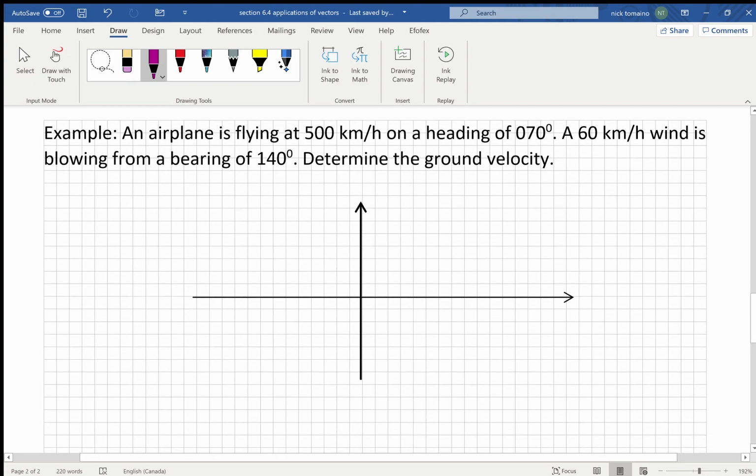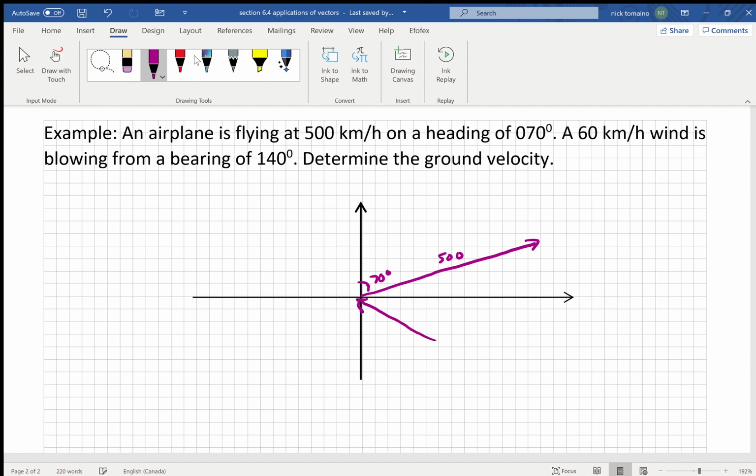Okay, so next example here. An airplane is flying at 500 kilometers per hour on a heading of 70. So we'll draw that. There is our 70, and we're going 500 kilometers per hour. And now it says a 60 kilometer an hour wind is blowing from a bearing of 140. Blowing from a bearing of 140, so that means we are coming this way here. There is your wind vector, coming from a bearing of 140, and this is 60 there.